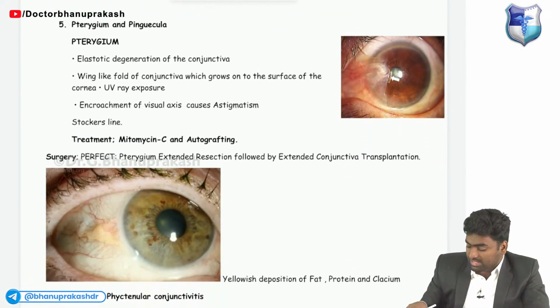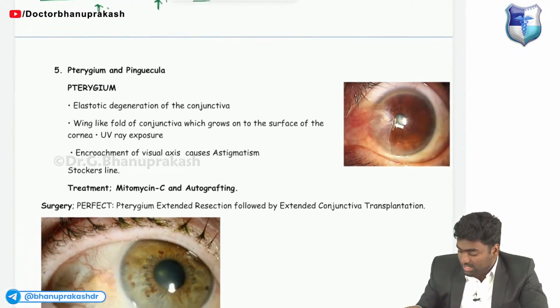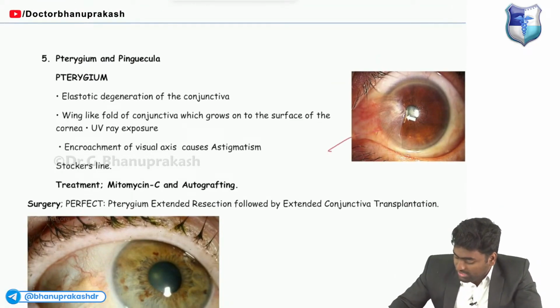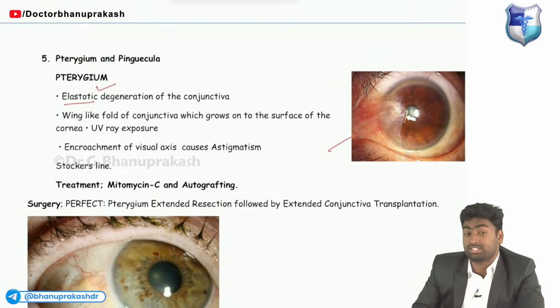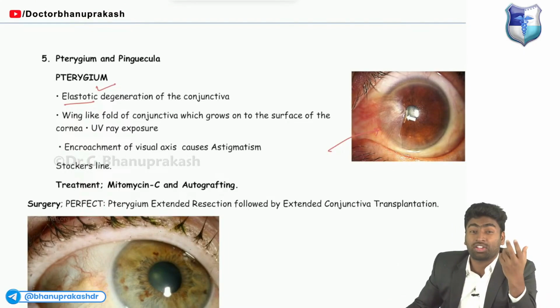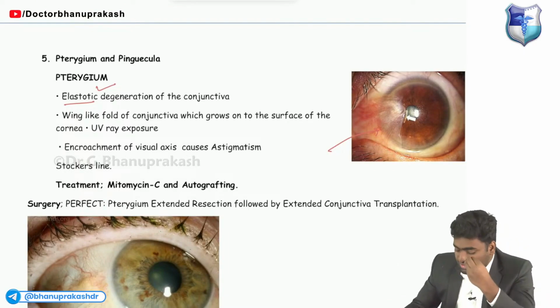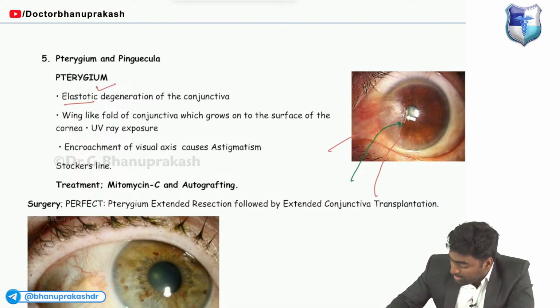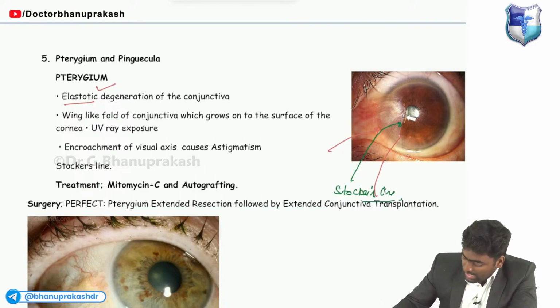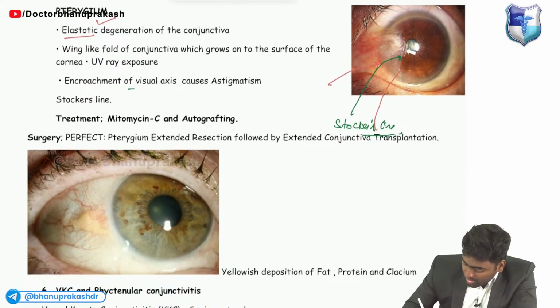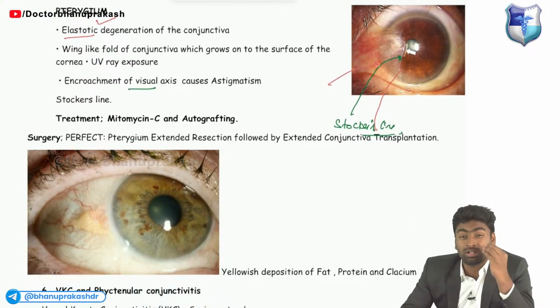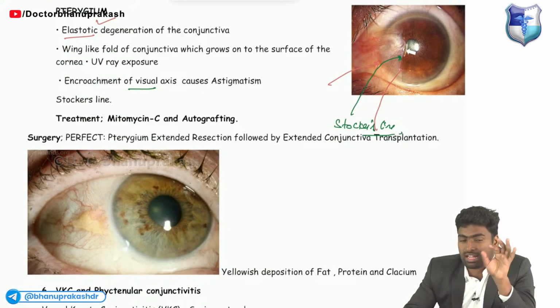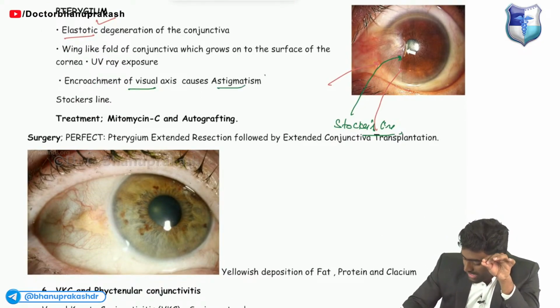Remember. Next, we'll see a few conditions. If you see this elastotic degeneration seen in a hot and humid climate, it is known as pterygium. And in pterygium, if there is a line showing iron deposition, it is known as Stocker's line. Remember? This may grow into our visual axis, and it can cause astigmatism.